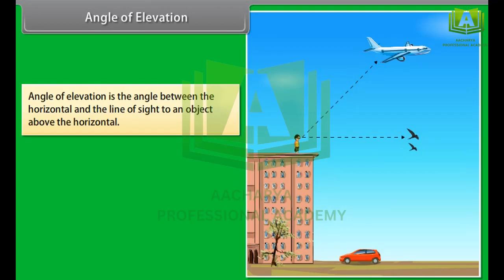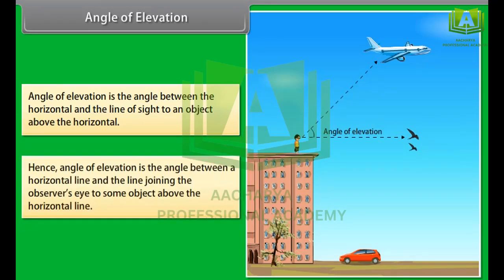This line is also called as line of sight. The angle formed between the two lines is called the angle of elevation. Hence, angle of elevation is the angle between a horizontal line and the line joining the observer's eye to some object above the horizontal line.